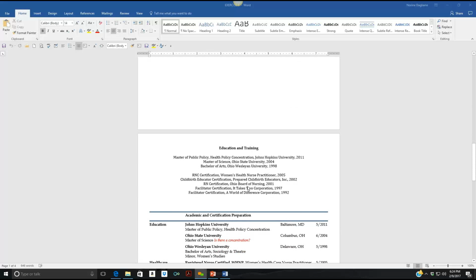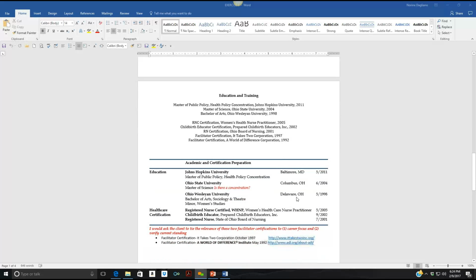So this next one, I like this. Another good strategy is to just center everything. Different font, the centering, it just creates a little bit of a different visual appeal. As with the previous ones, you could combine the facilitator certifications and list both courses, both dates on one line. Not that it's right or wrong one way or another. It's just another way to look at it.